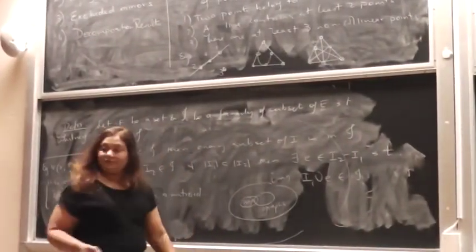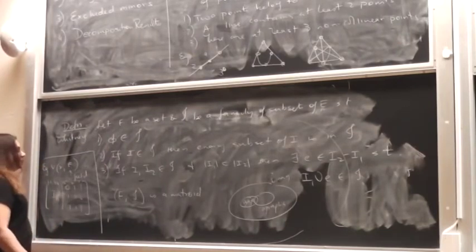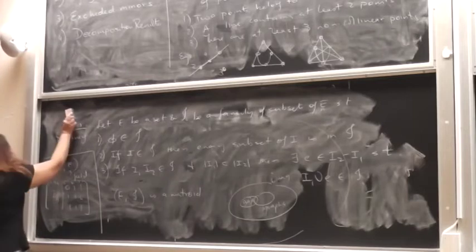So binary is rank 2? Right. Field 2. Oh, field 2. Yeah, GF2.